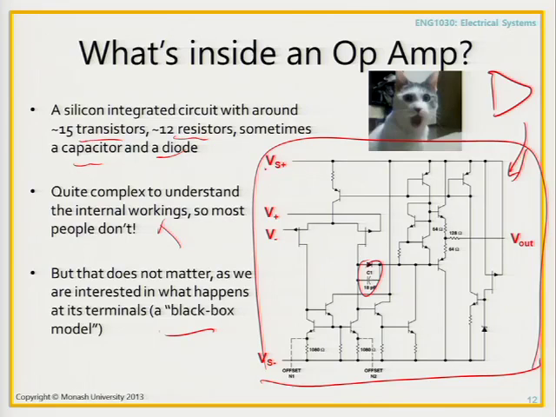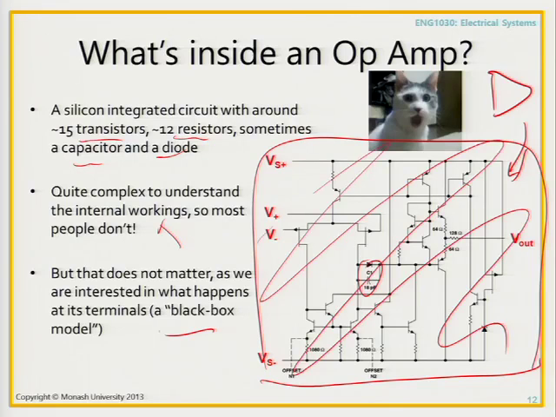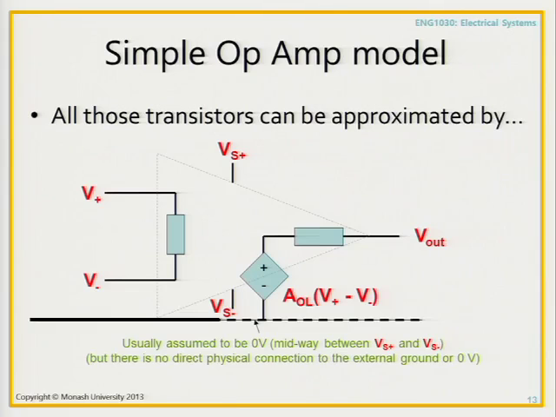So we draw a box around it. We say everything inside is something, and there are just some terminals on the outside. We just expect you to understand how the outside behavior works. All of those transistors and resistors can basically be simplified into this model. This is called the simple op amp model, and as the name suggests, it is a lot simpler than the model that we saw before.